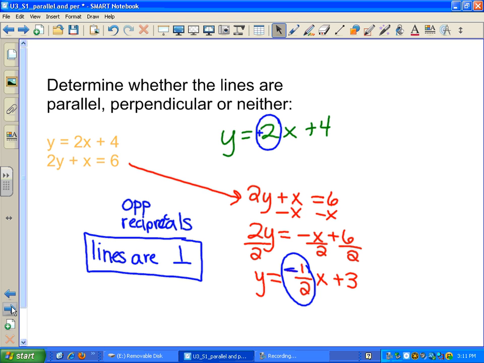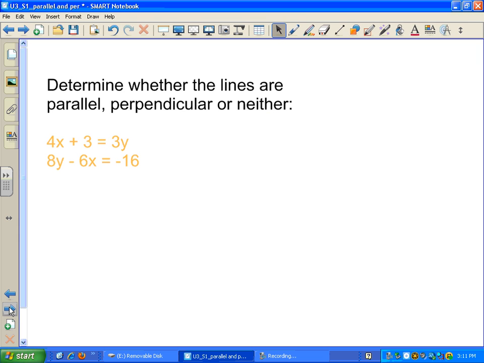All right, let's take a look at one last example. So again, I want you to determine if these lines are parallel, perpendicular, or neither. Go ahead and try this. Pause the video, and when you're done, come back and let's see how you did. Welcome back. All right, let's check this out.